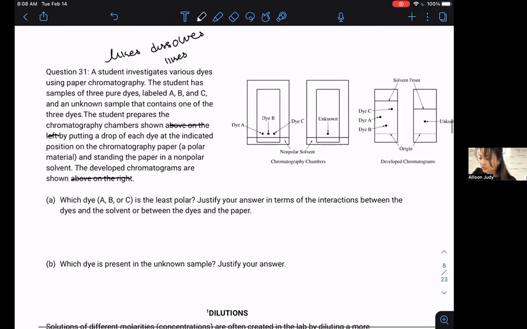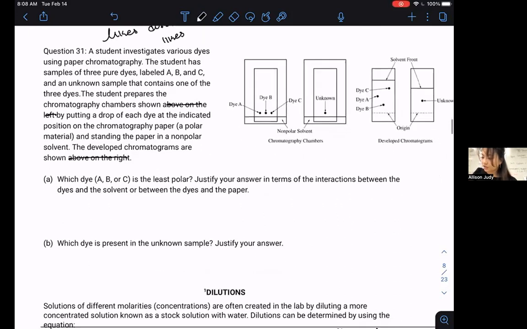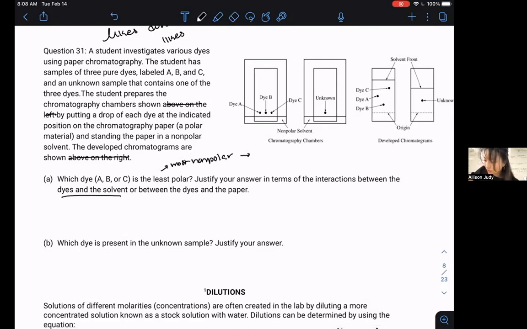Which dye, A, B, or C, is the least polar? Justify your answer in terms of the interactions between the dyes and the solvent or between the dyes and the paper. I personally think it's easier to justify between the dyes and the solvent. I just wasn't taught to think from the dyes and paper perspective. So I think it's easier to say whatever traveled with the solvent must be non-polar, and whatever didn't travel with the solvent is polar. So which dye is the least polar, another way of putting it, the most non-polar? That means it's going to travel the most with the solvent.